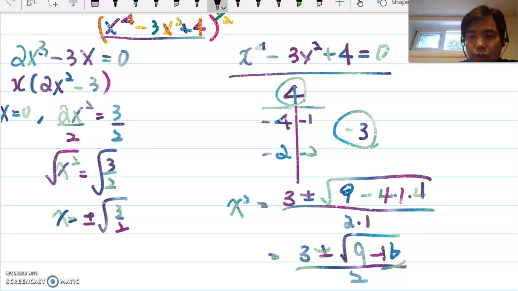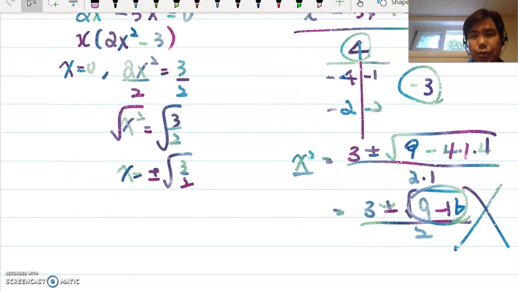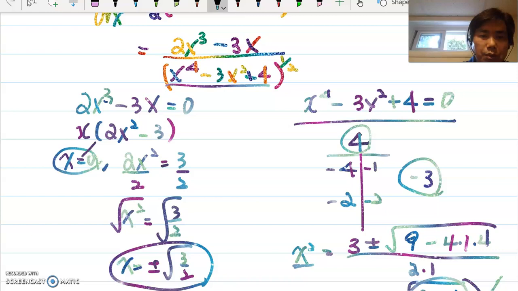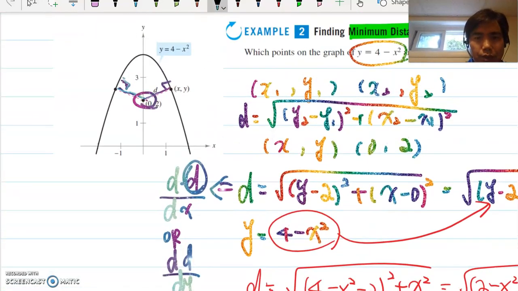Okay, so this is already a problem. X squared cannot have a negative value under the square root here, so there is no solution for this part. So we have only 3 critical values, 0, root 3 over 2, and negative root 3 over 2. But this one, 0, we also omit. Why? Because this is our starting point here. Okay, because we are finding distance from that point, so we have to omit that particular x value there.